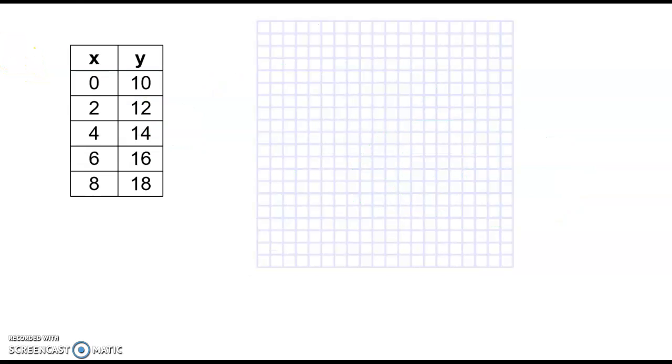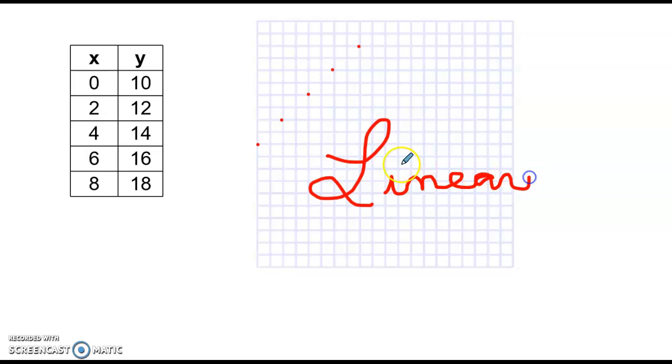Our next example, we've got the point (0, 10), then we go to (2, 12), we go to (4, 14), we go to (6, 16), then we go to (8, 18). So looking here at these beautiful red dots, I can see if I were to connect them, they would make a line. So that's how I know that this is linear, right? Points that when you connect them make a line means it's going to be linear.